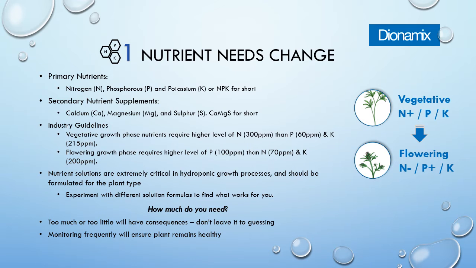If you're following industry guidelines, they will typically recommend additions of nitrogen in the 300 parts per million range, phosphorus in the 60 parts per million range, and potassium around 215 parts per million during the vegetation stage. Then as you go into the flowering stage, the industry guidelines will make recommendations to change phosphorus to around 100 parts per million, nitrogen down to 70 parts per million, and potassium around 200 parts per million.